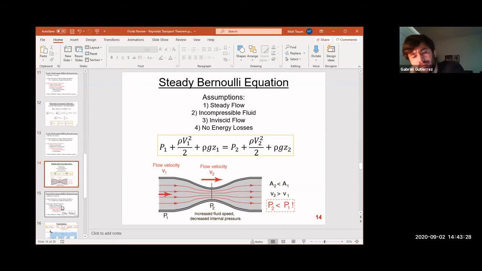I always get confused with the incompressible fluid. Does that mean that the volume is constant? It means that the density is constant. The density is constant? Yep. Okay. Constant density is an incompressible fluid. Yep.